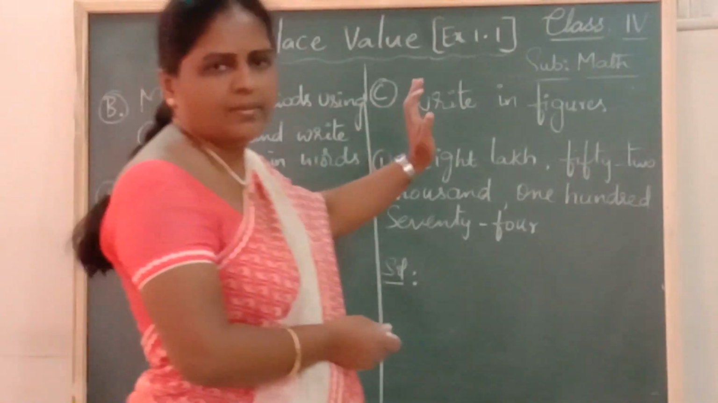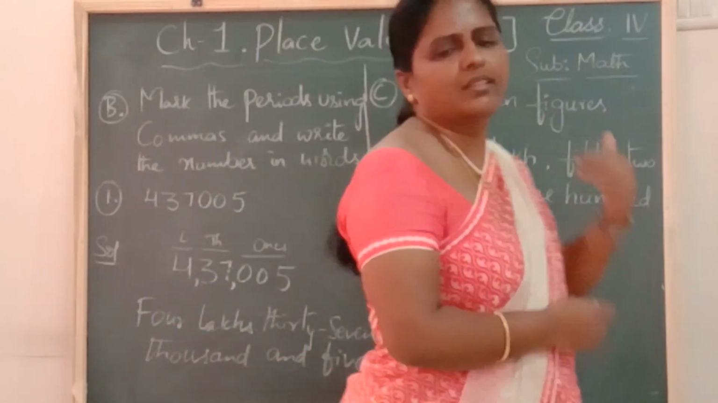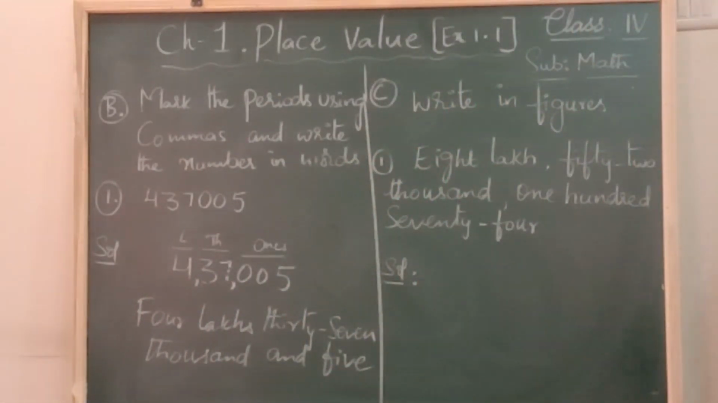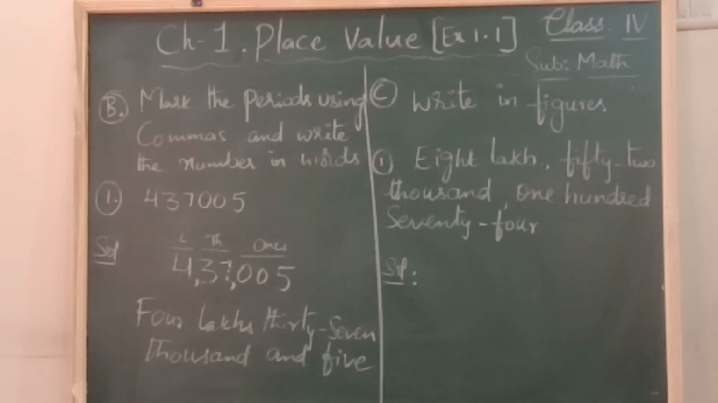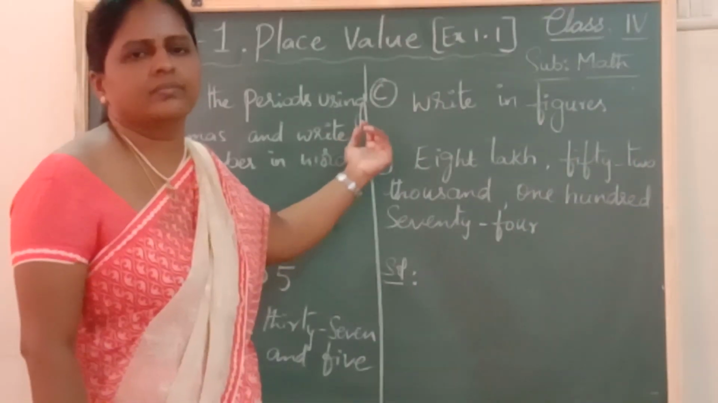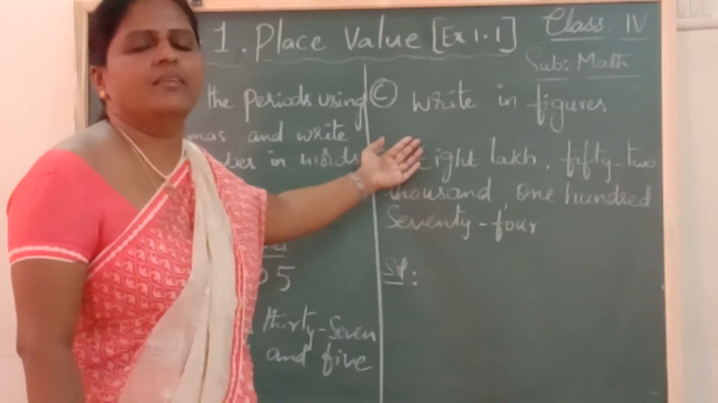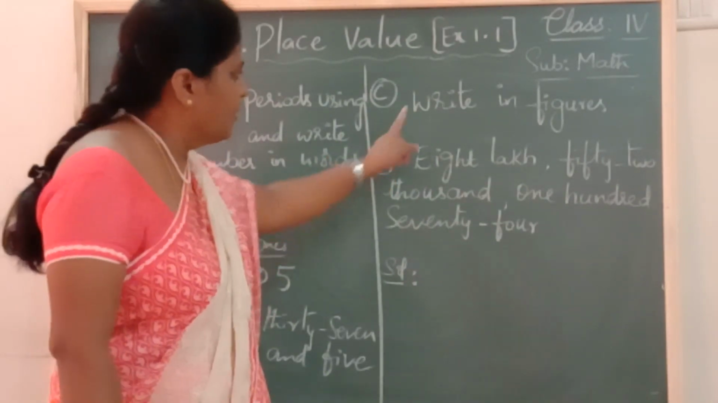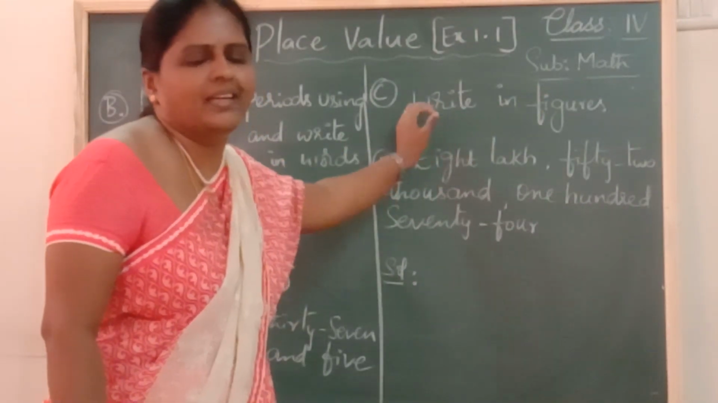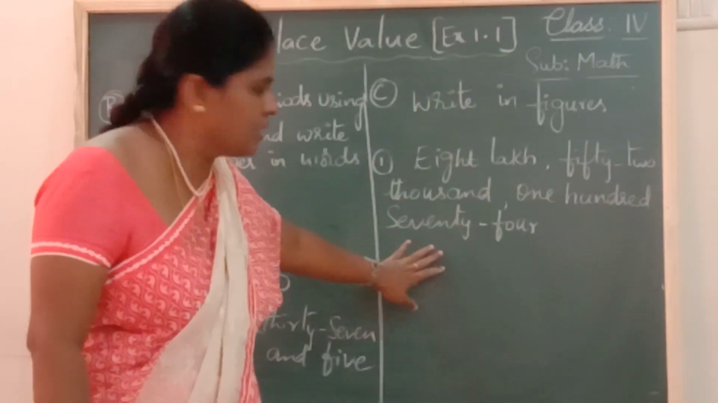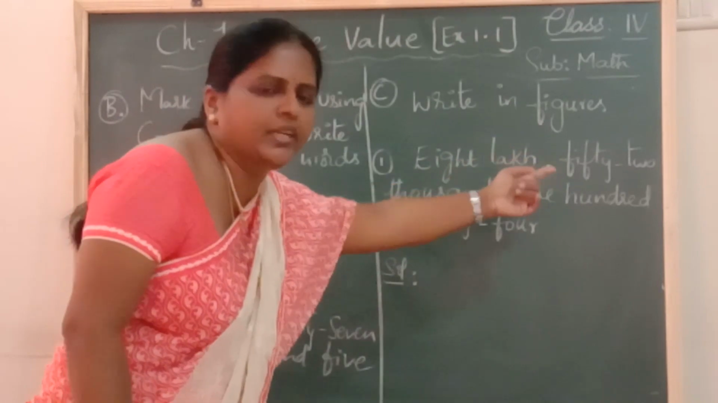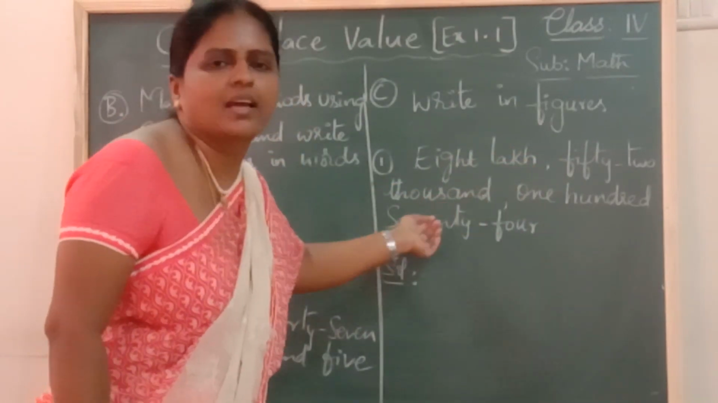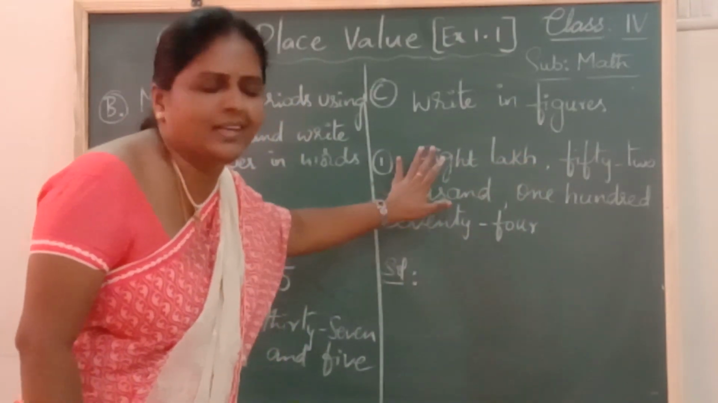Now let's come to our third bit, children, writing in figures. So let us see what our third bit is here. Write in figures, that is writing in numbers or notation, children. So what is our first question? 8,52,174.